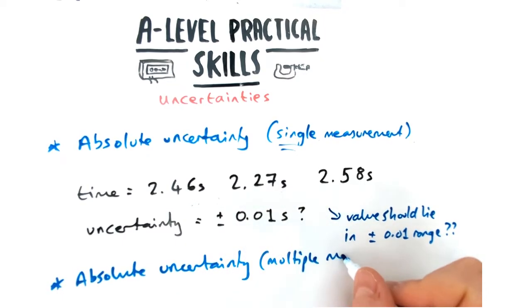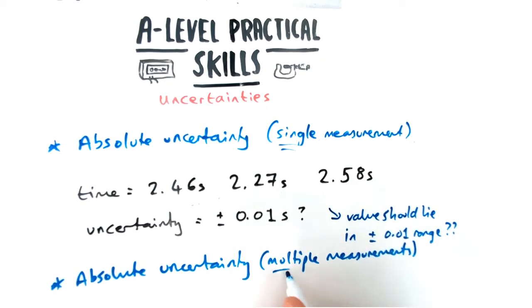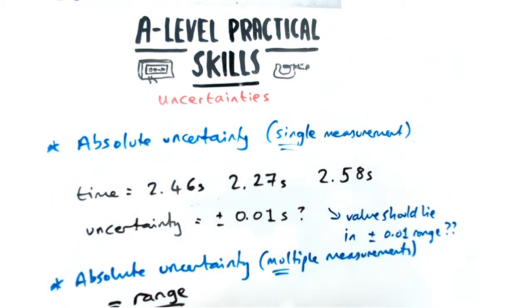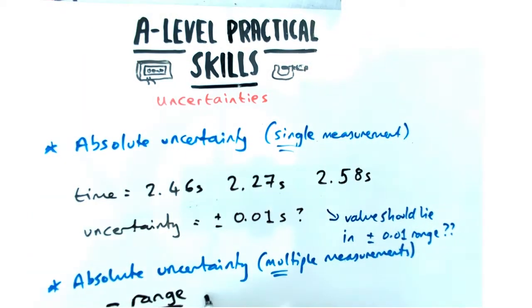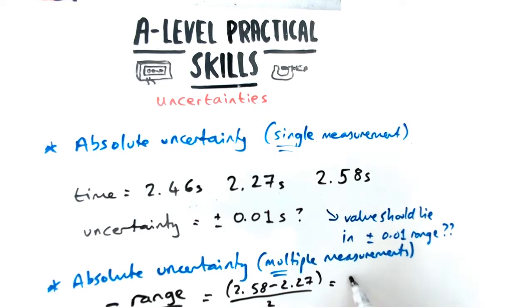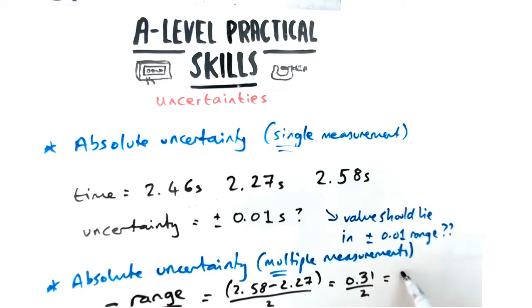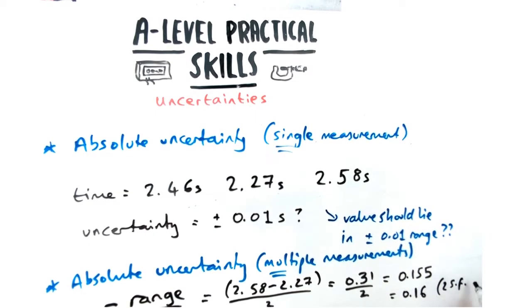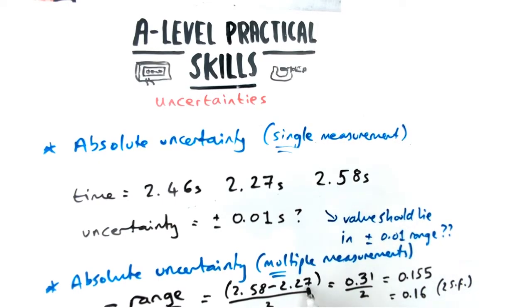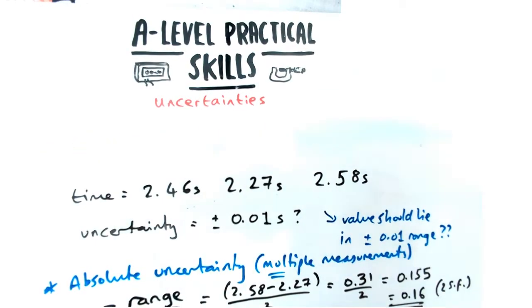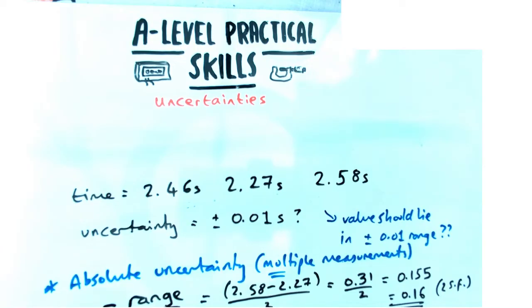So the absolute uncertainty in repeat readings or multiple readings we find by basically using the range. So we find the range of values and we divide by 2. So in this case, my highest minus lowest value is 2.58 minus 2.27, which equals 0.31 over 2. That equals 0.155. We're going to keep it to 2 significant figures or 2 decimal places in this case, because that's what our values are to. So that equals 0.16 if you round up to 2 decimal places.